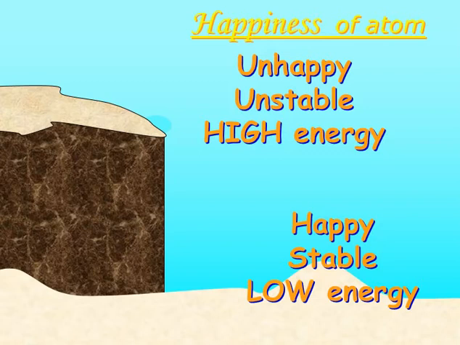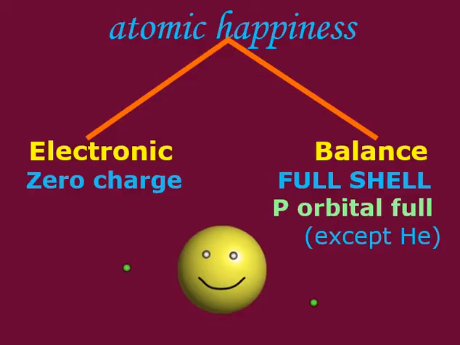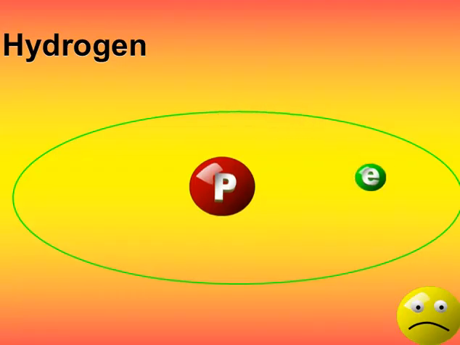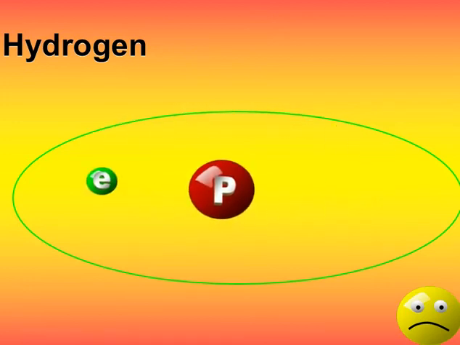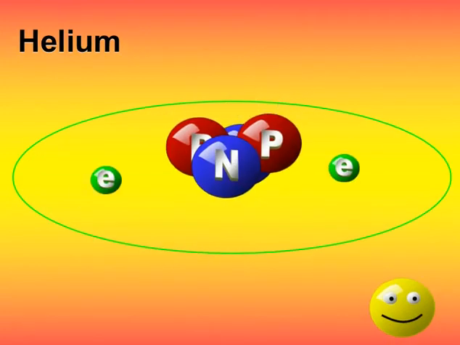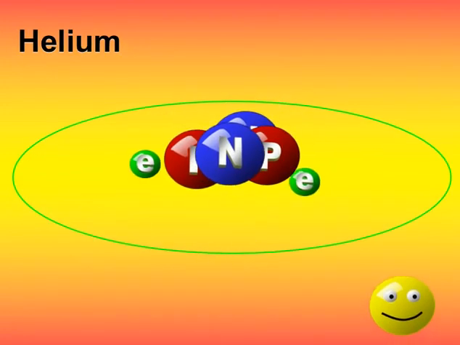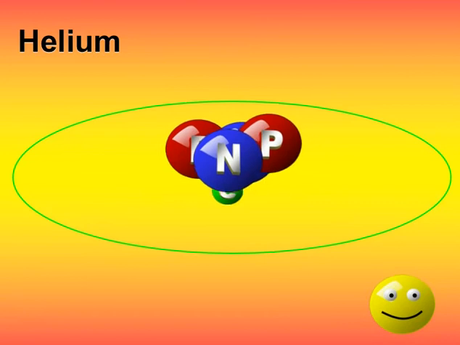An atom is unhappy when it is unstable and has higher energy, while it is happy when it is stable and carries lower energy. Atomic happiness also depends on the electronic charge being zero and a complete valence shell. The illustration shows that the hydrogen atom is unhappy because it has an incomplete first orbital. The atom of helium seems happy because it has a complete s orbital.